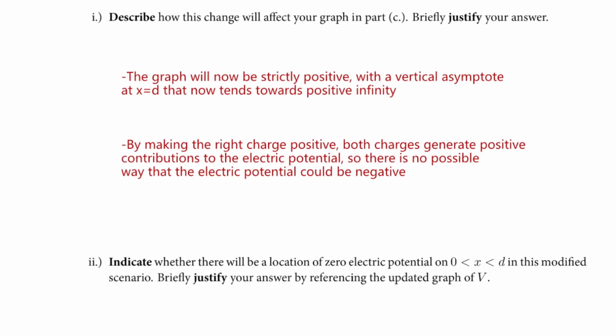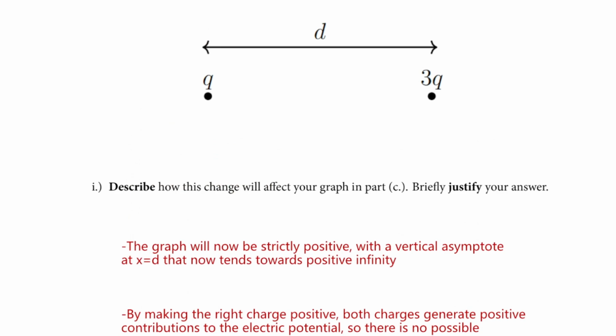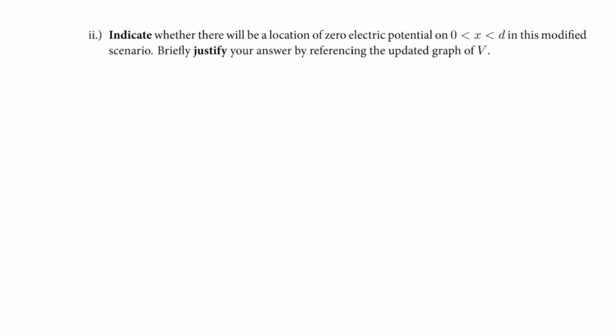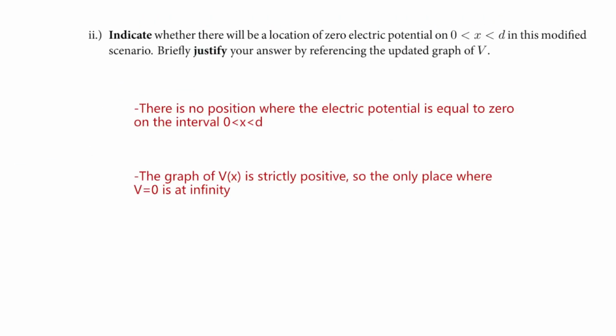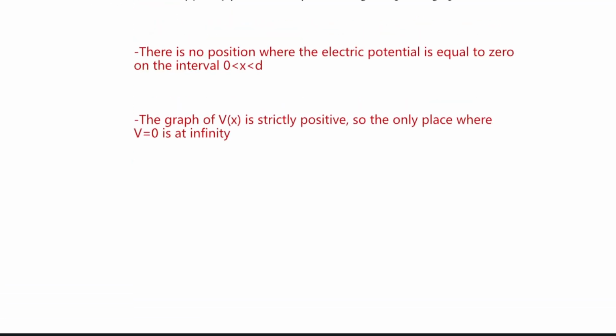There it is. Now that the graph is strictly positive, you're going to get a vertical asymptote at x equals d that's towards positive infinity. And since you're making the right charge positive, both charges are generating positive potential contributions, so you can't get negative potentials anymore. So is there going to be a location where we have zero electric potential on this interval? Well, no, because we have a strictly positive graph.